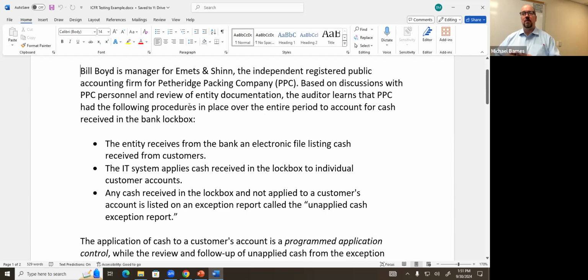Now, we see this term bank lockbox and we say, okay, I know what a lockbox is, Dr. Barnes. I see it at the sporting events.